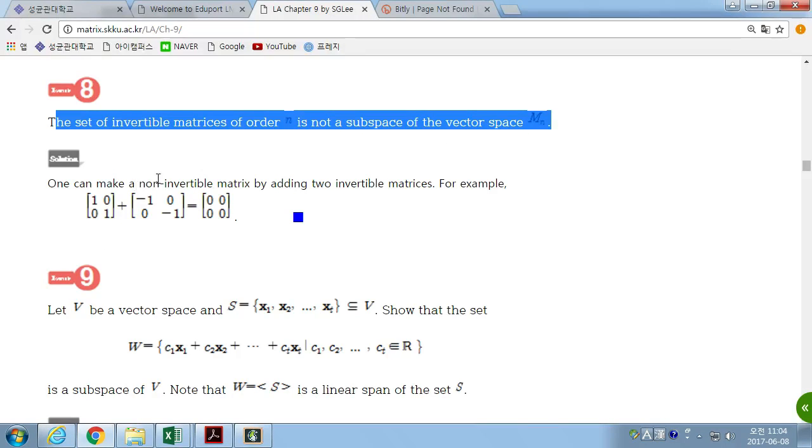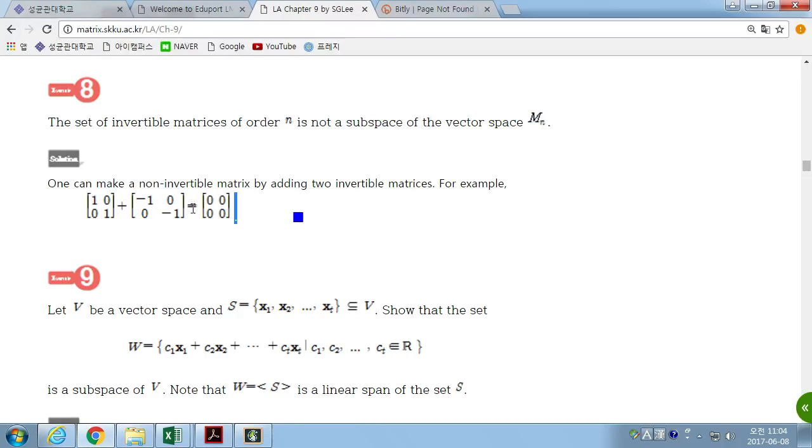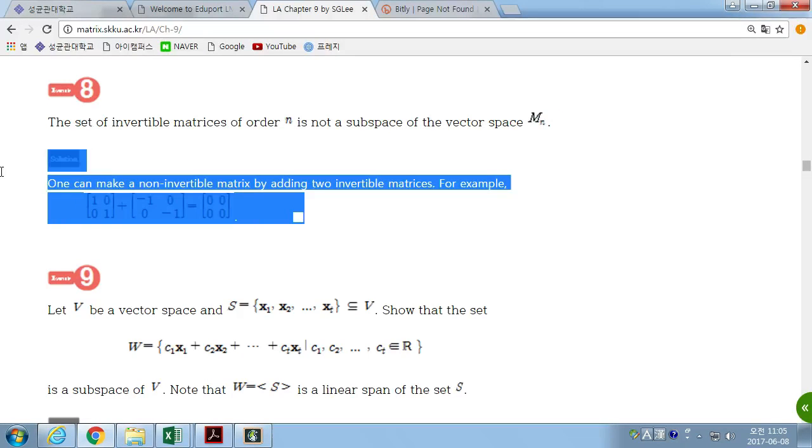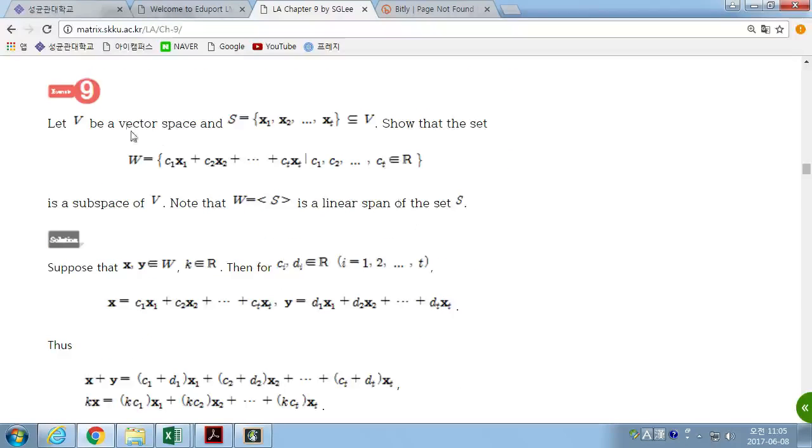But the set of invertible matrices of order n is not a subspace of M of n. Why? When you choose 2 matrices from this set and add them, the sum can be the zero matrix, which is singular, which is non-invertible. So the sum of 2 invertible matrices may not be an invertible matrix. So this set is not closed under vector addition. So it's not a subspace.